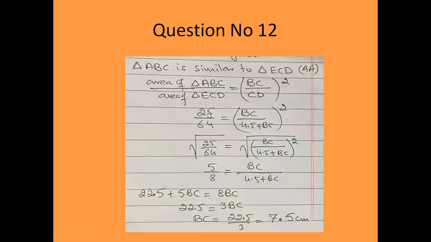And the value of the area of the ABC triangle is 25, area of the triangle ECD is 64, equals to BC. And we know that the CD was 4.5 plus the BC. And then we have a square over it, and we take square root on both the sides. So you will have 5 by 8 equals BC divided by 4.5 plus BC. So cross multiply here. So you will have 2.5 plus 5 BC equals 8 BC. So you will have 2.5 equals 3 BC. So BC is equal to 2.5 divided by 3. And the BC value will be 7.5 centimeters.